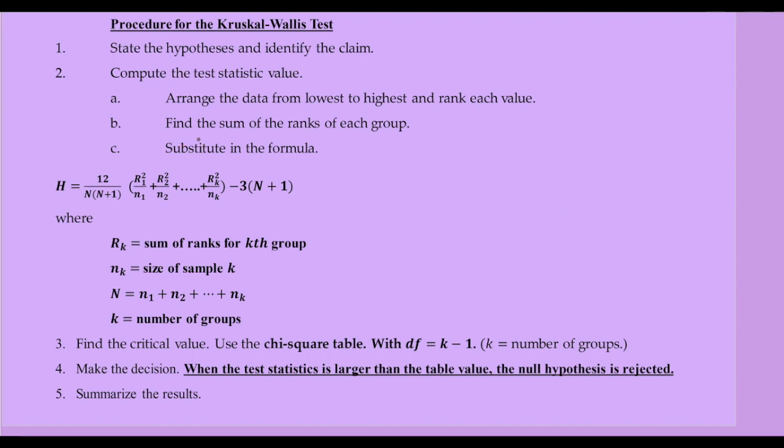So step B is to find the sum of ranks for each group. So R1 will be the sum of rank for the first group, R2 will be the sum of rank for the second group, and here R3 would be the sum of ranks for the third group or brand C. So let's do that now. And also then we need to determine the sample size for each group.